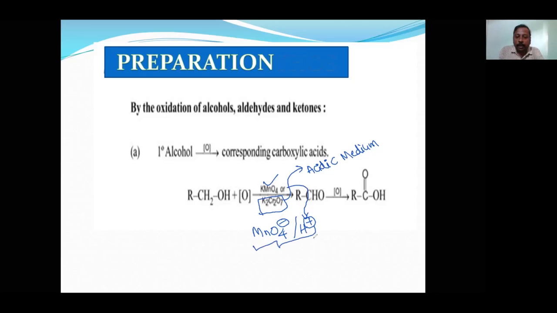Even though it can oxidize in all media, OH- is no problem, H2O is also no problem. This is alkaline, this is neutral. Understood? It can oxidize in all media, but the best method is to use acidic medium. But K2Cr2O7 is not like that. It can oxidize only in acidic medium. So this is about the limitations of K2Cr2O7 and the reagent with medium.